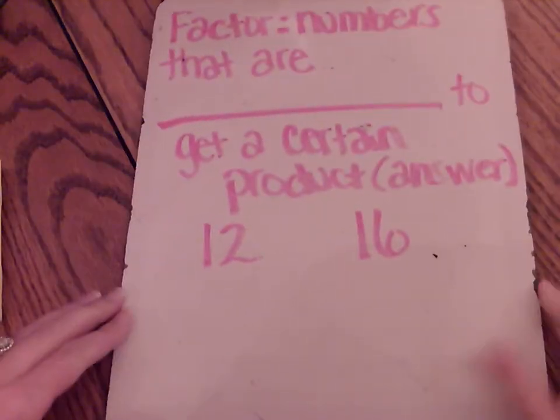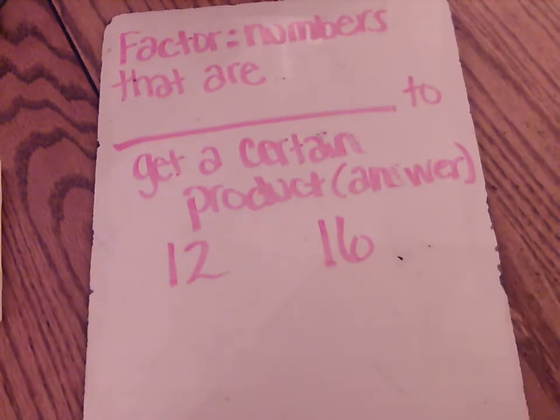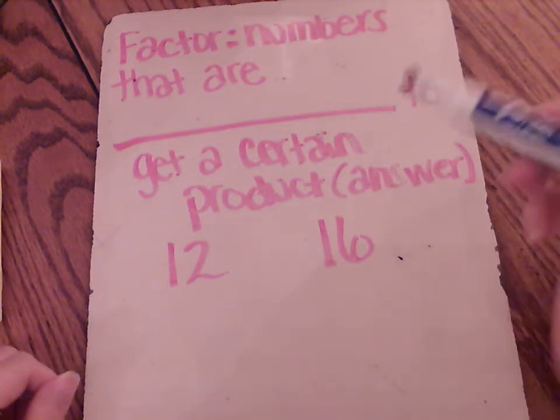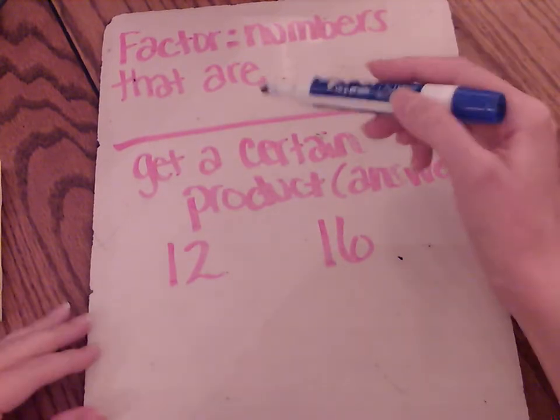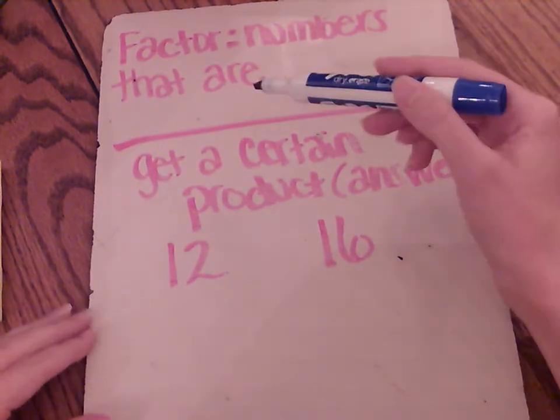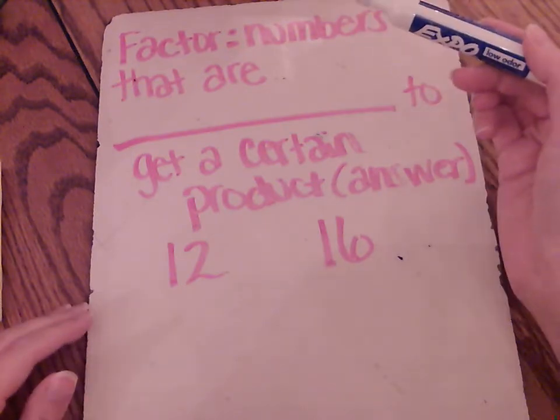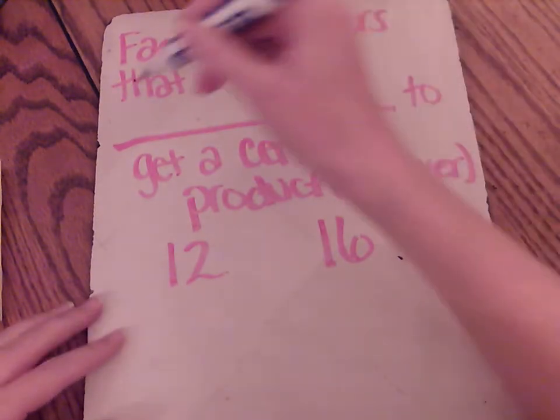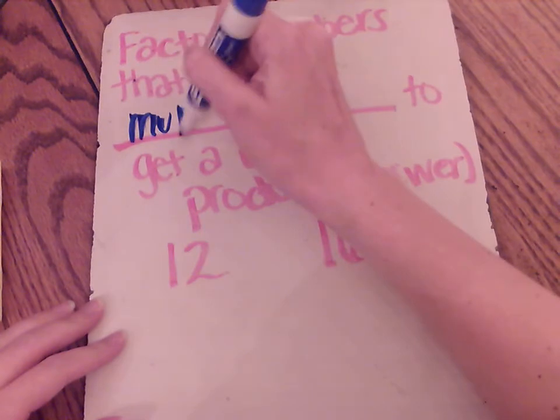We're going to move on to something new and old. I'll say new and old. All right, we are dealing with factors. I'm still talking about distributive property, but we're going to kind of bring back an old skill. Okay, so factors. Numbers that are blank to get a certain product or answer. Who remembers what this blank would be? Give you a hint, it's one of our operations. You guessed multiplied, you are correct.